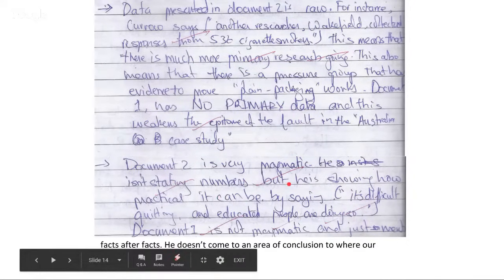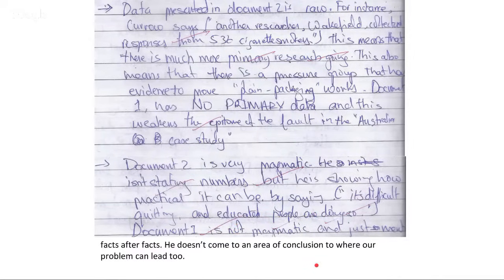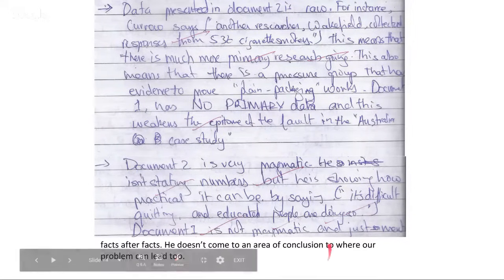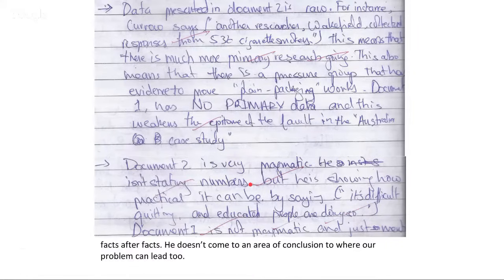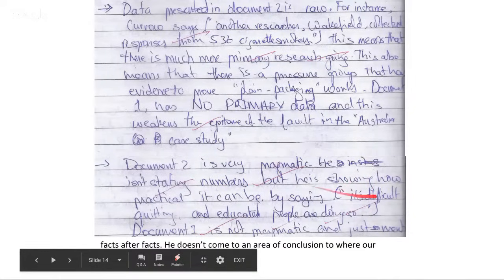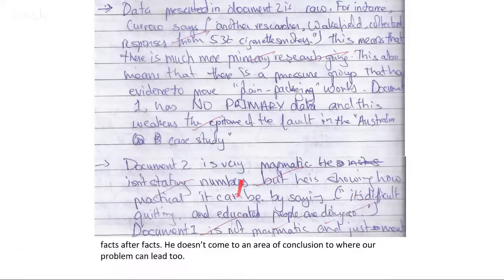Document 2 is very pragmatic. He isn't stating numbers, but he is showing how practical it can be by saying it's difficult quitting, and educated people are doing so. Document 1 is not pragmatic and just goes facts after facts. He doesn't come to a conclusion about where our problem can lead. So this is kind of nice. I find this really entertaining, because I think the candidate actually steps out and looks at the author as well, and that's all right. But you've got to state that. Don't just say the author. If you're going to say the author, you've got to give evidence, and then it works. You're actually saying the author is pragmatic. That's good evidence to show who's strong and who's weak. So that's something you can probably try.